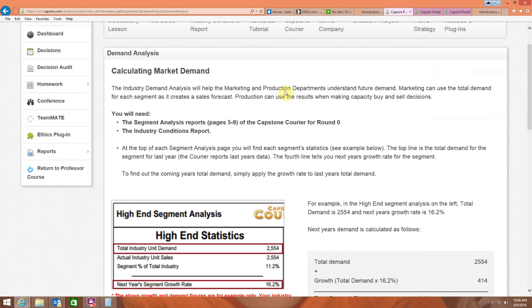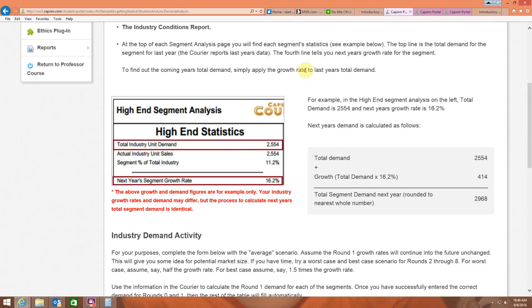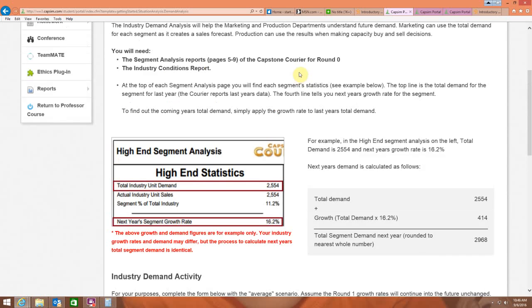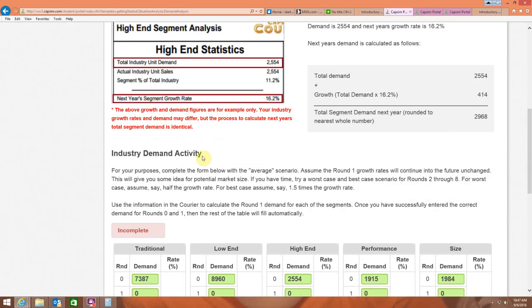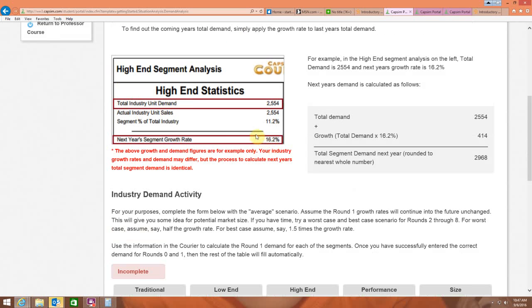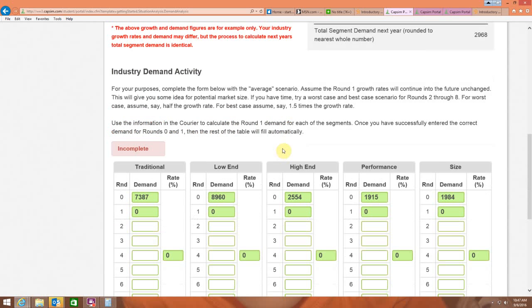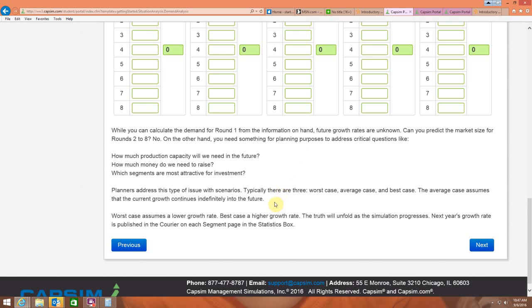Again, I would say take your time a little bit and it'll be easier. Read these. I'm scrolling down them instead of just reading them for you, but you ought to read these. So now we're going to industry demand. What we note is that for each product we have a certain demand, and it also tells us what the growth rate is. And so we can calculate what our demand should be for the next year based on that growth rate.